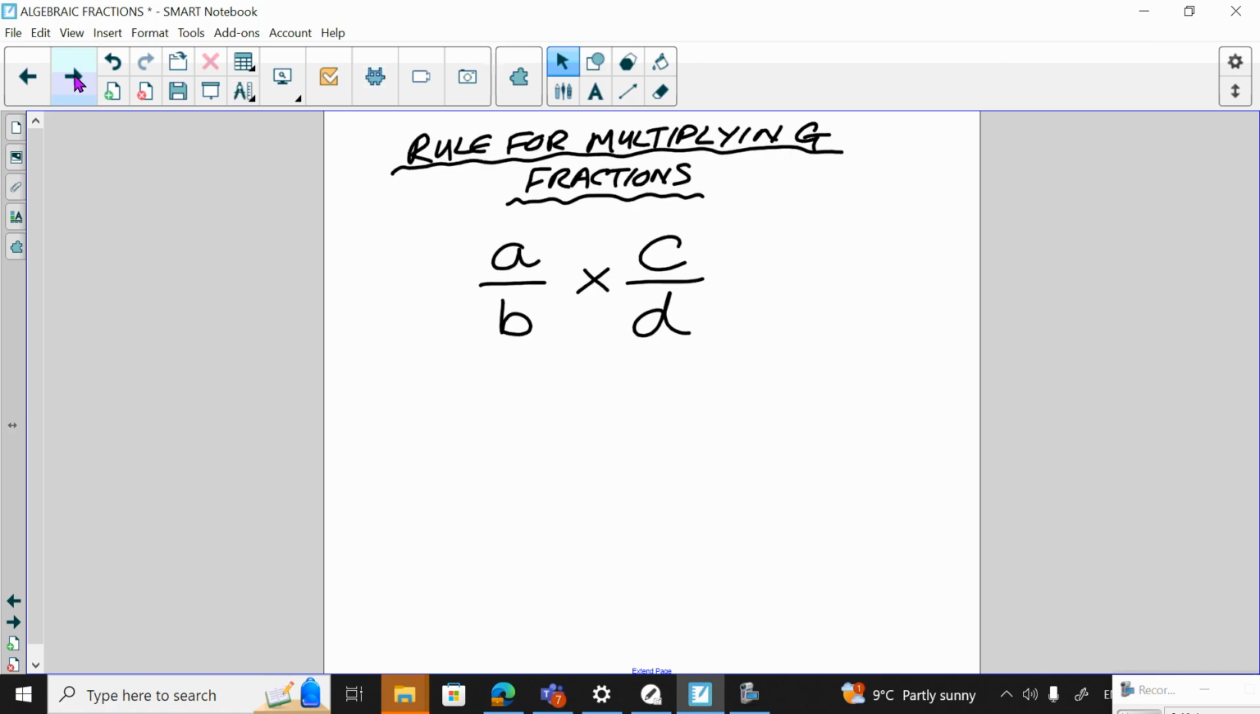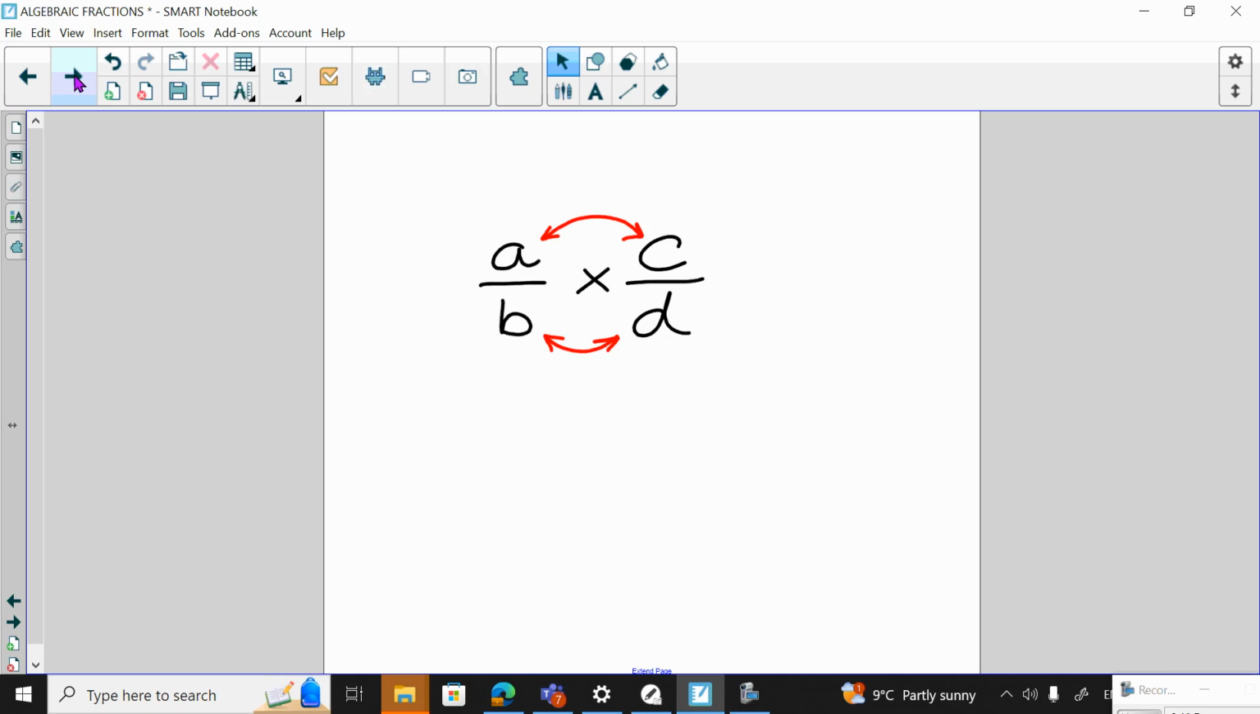But here's the rule for multiplying. If you're multiplying, this is the easiest rule with fractions. All you do is take the tops, multiply them together, take the bottoms, multiply them together. And that's all you get. That's it. AC in the top, BD in the bottom. It doesn't matter what alphabetical order you put them in, that's fine.